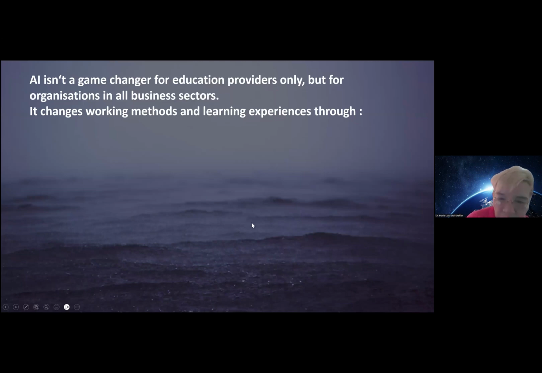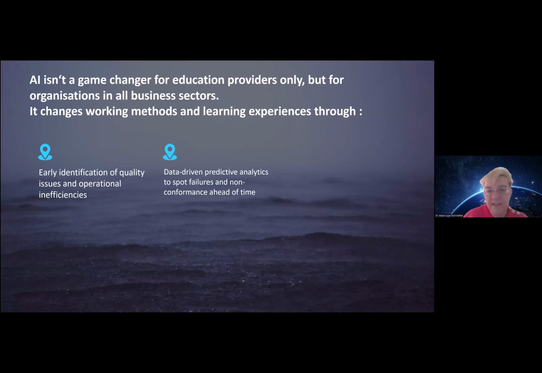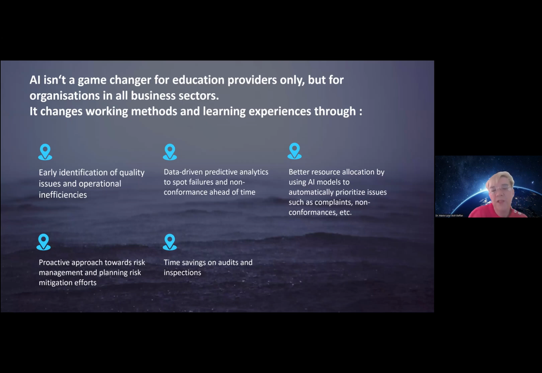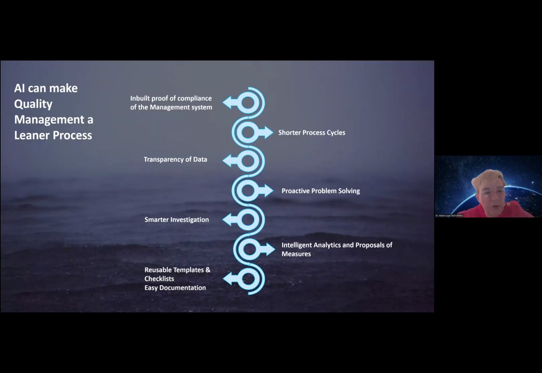It changes work methods and learning experiences through early identification of quality issues. Now, I first look at the positive ones. Data-driven predictive analytics to spot failures and non-conformities. Better resource allocation by using AI models. Proactive approach towards risk management and planning for risk mitigation efforts. Time savings on audits and inspections, and predictive analytics in various scenarios, such as human resources management, for example. So AI can make quality management a leaner process in all kinds of business sectors.